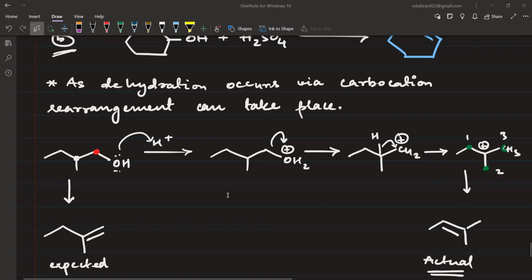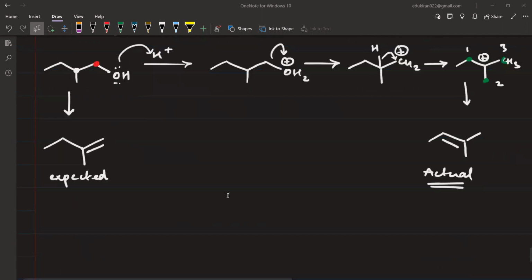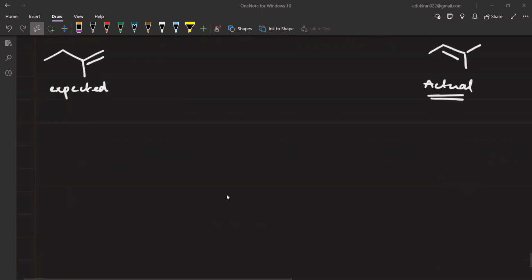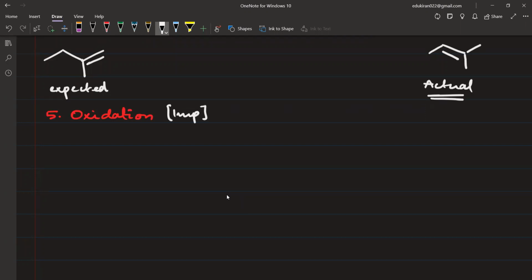Just write some lines about the next topic that we are going to do on Tuesday, that is oxidation. This is the 5th type of reaction. Oxidation of alcohol. This is also very important, I would say. This oxidation reaction we'll be using in the next chapter also: aldehyde, ketone, and carboxylic acid. Please write the oxidation of alcohol.